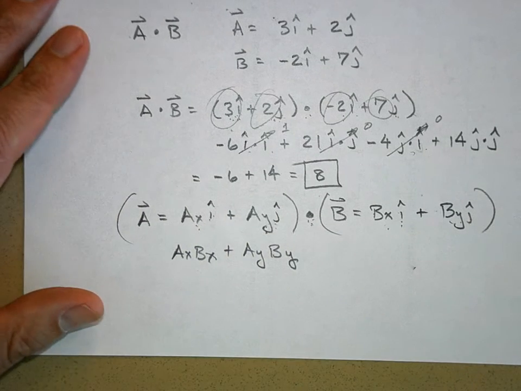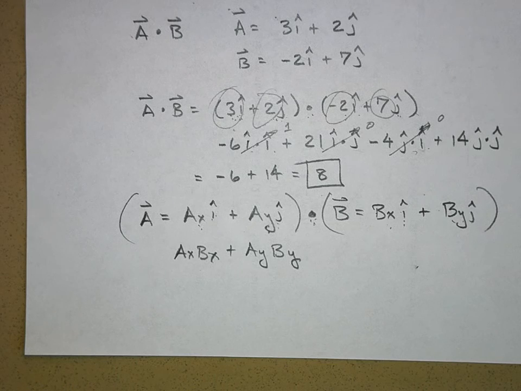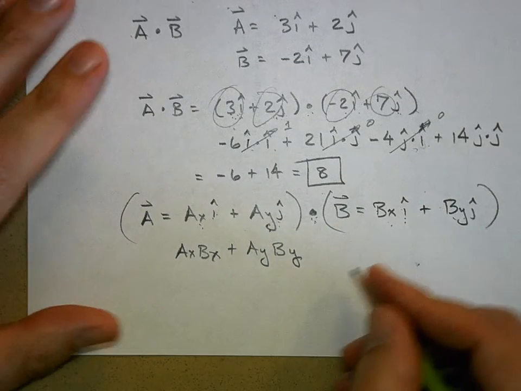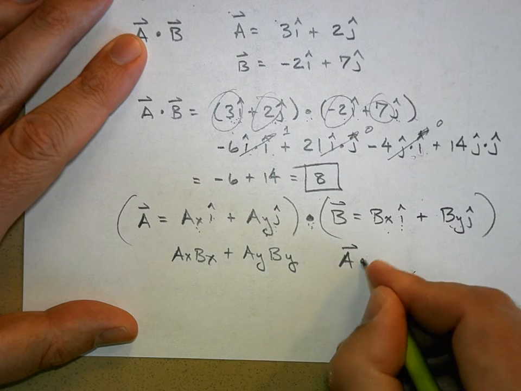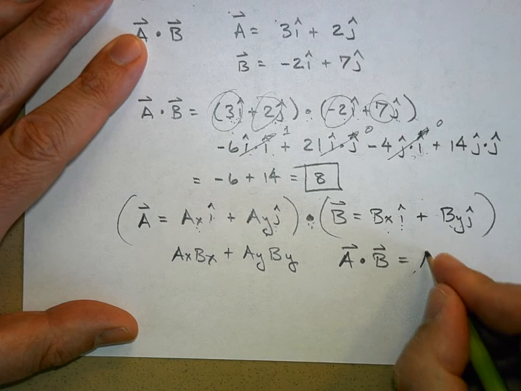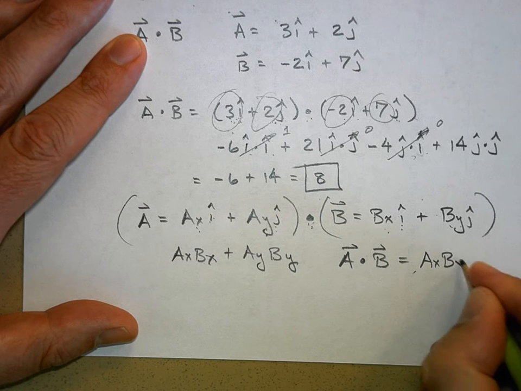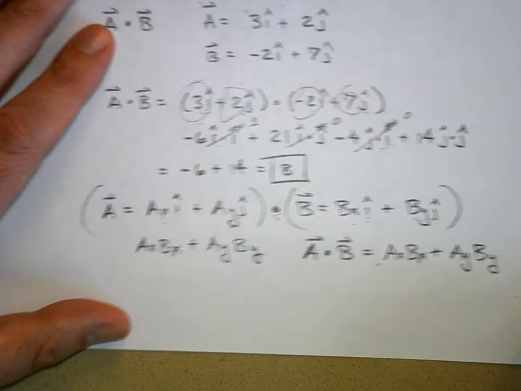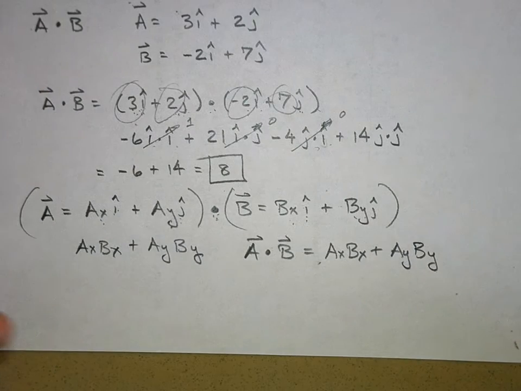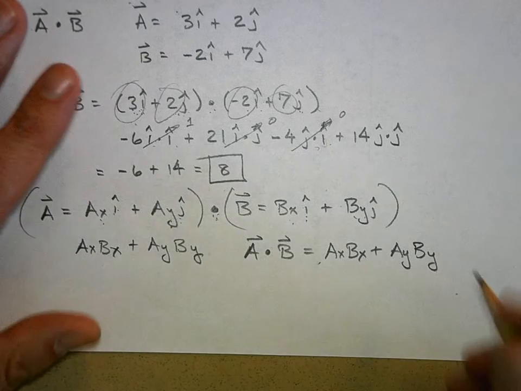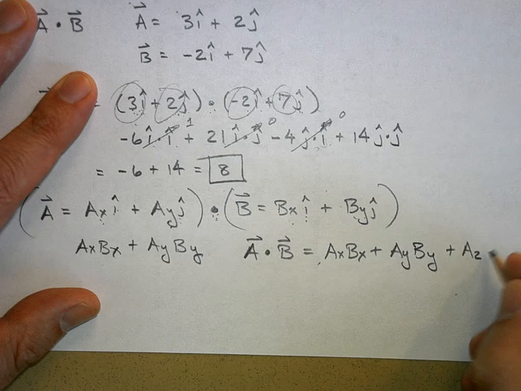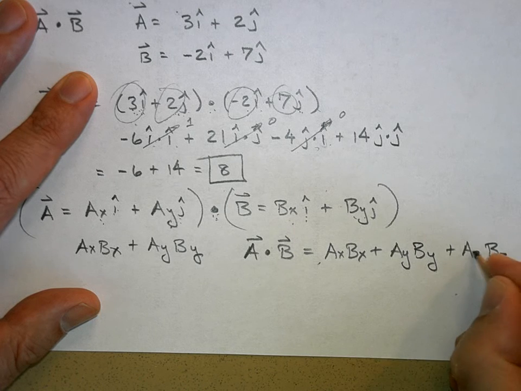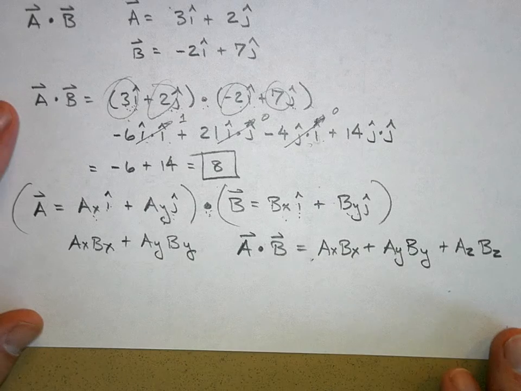And there you go. So I could say A dot B is equal to AxBx plus AyBy. And of course, let's just make this as general as we can. We could extend all this reasoning to the z direction easily enough: AzBz, which would have been a great title for a band, I think.